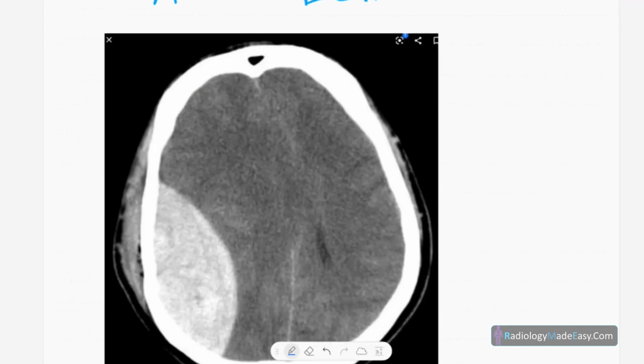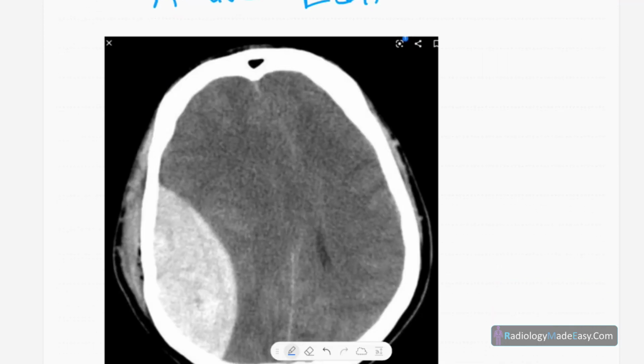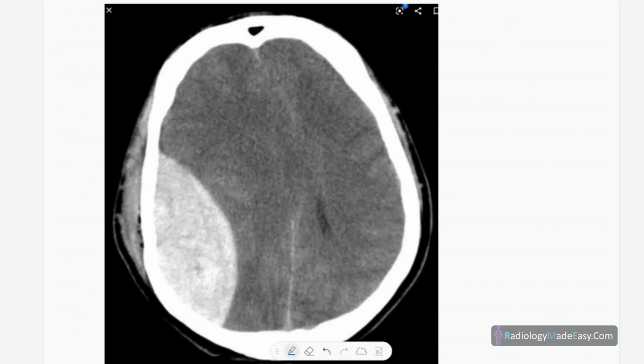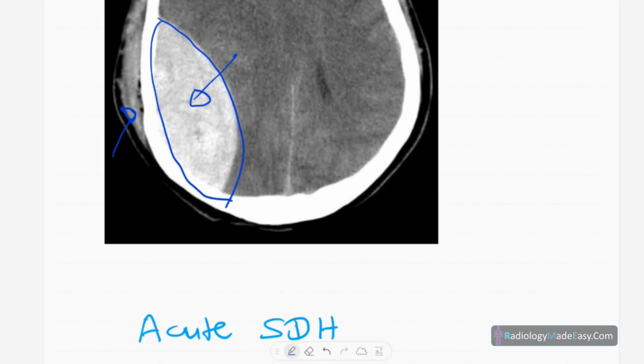Next one is extra-axial ones. They are extradural, subdural, and subarachnoid. In the extradural one, you can see that biconvex appearance here. High attenuation means acute bleeding. It's outside the brain parenchyma, within the skull, and there's also a scalp hematoma. So it's an acute extradural hemorrhage or hematoma.